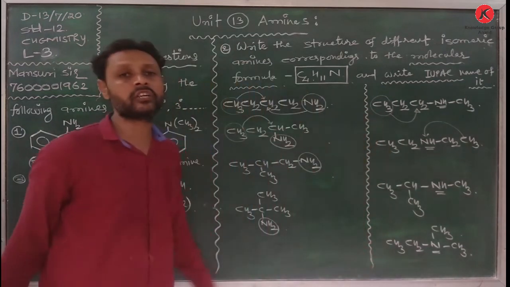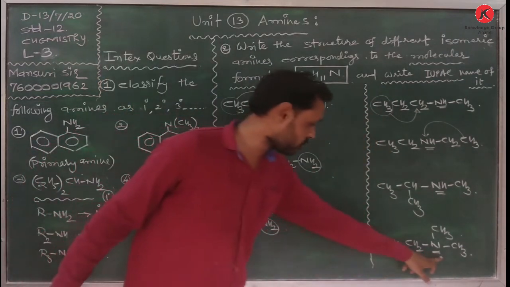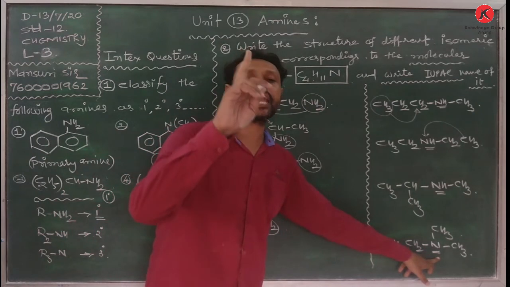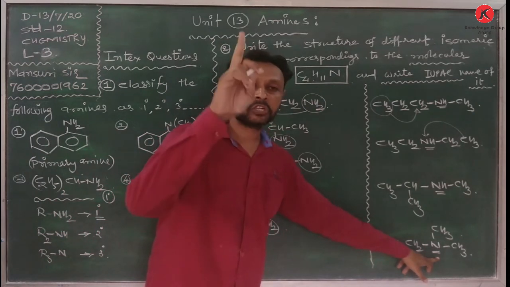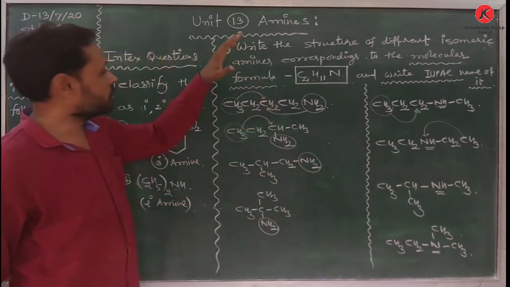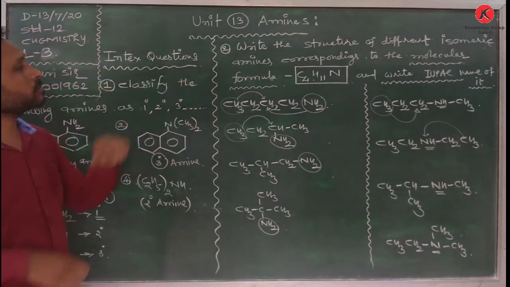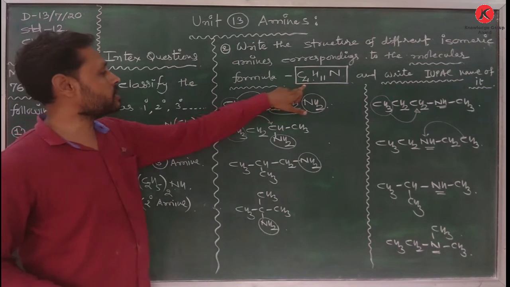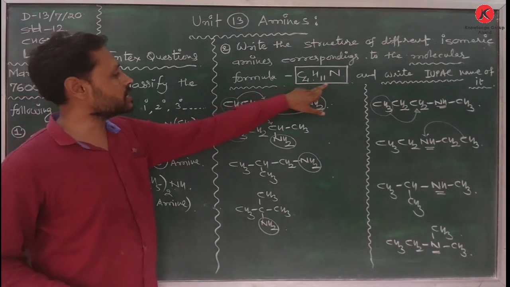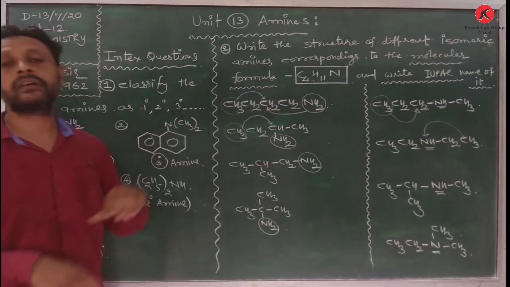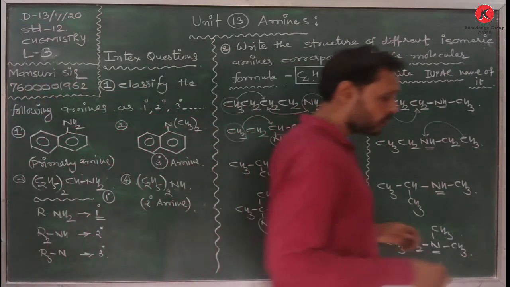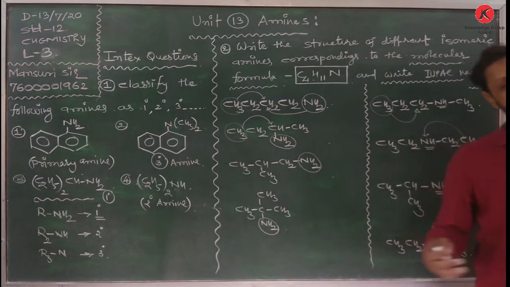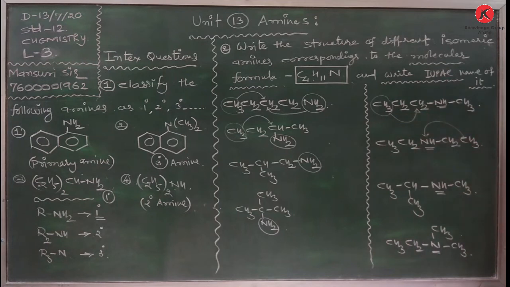Why are we using the word tertiary amine? Because nitrogen does not contain any hydrogen. That is why this is my tertiary amine. So this is the answer: the isomeric amines we have to make for the compound C4H11N. So 8 isomers are there for C4H11N. Now we will make the IUPAC names.